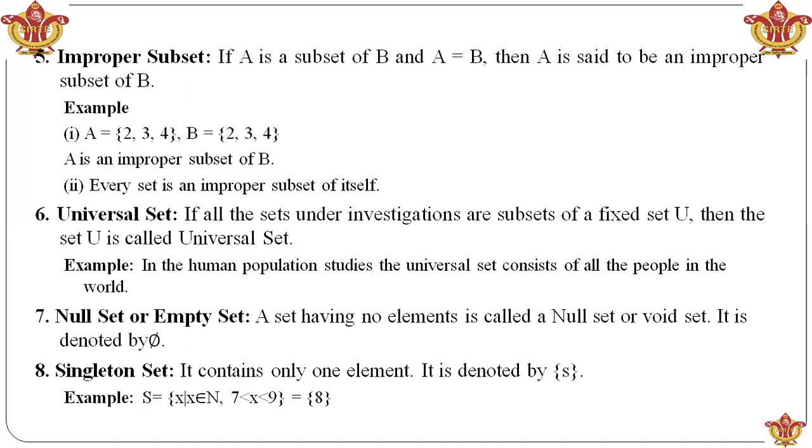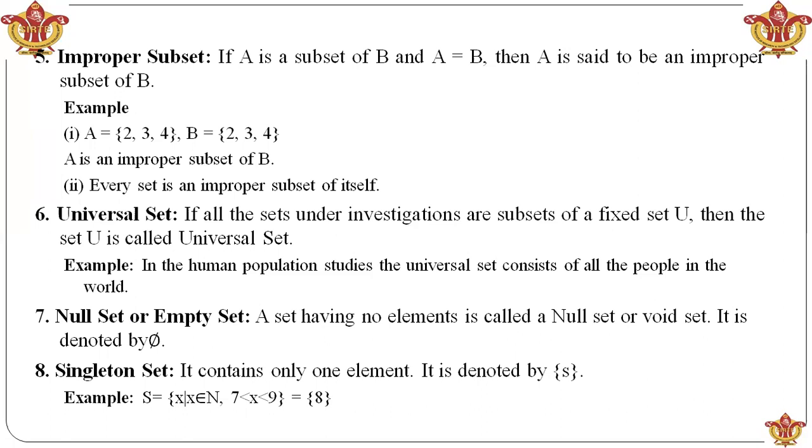If A is a subset of B and A is equal to B, then A is said to be an improper subset of B. Let's take an example to better understand. A has the values 1, 2, 4 and B has the values 1, 2, 4. So here we can write A is an improper subset of B. And also we can say that every set is an improper subset of itself, right?